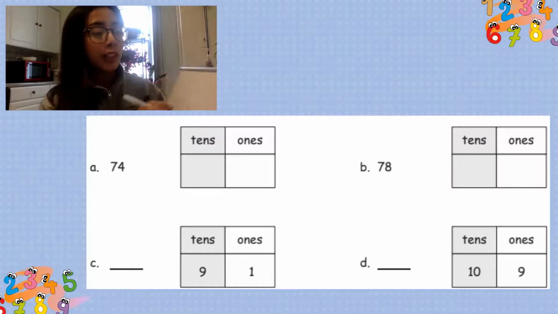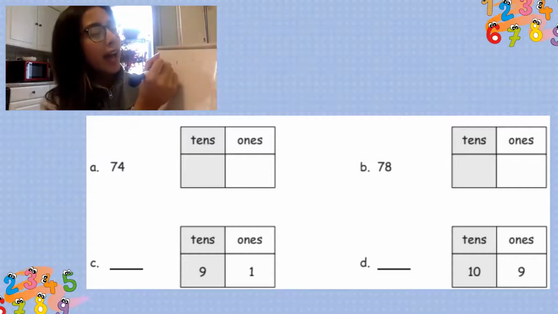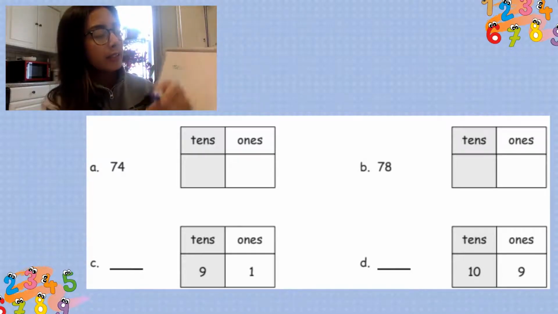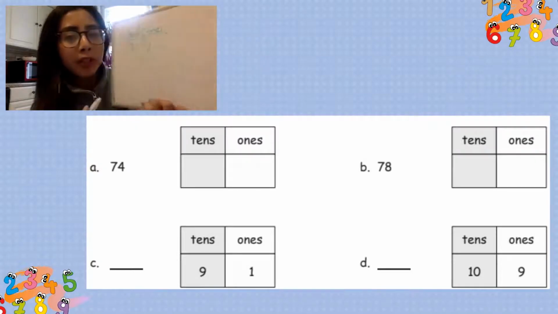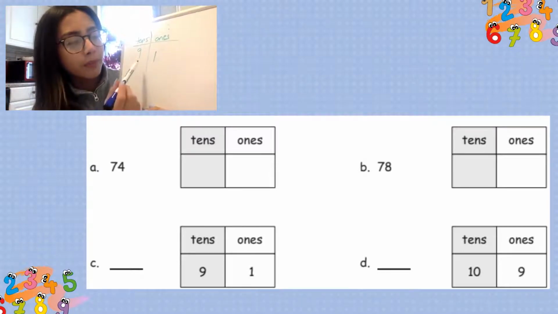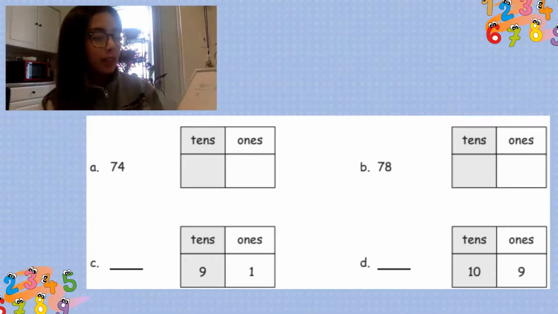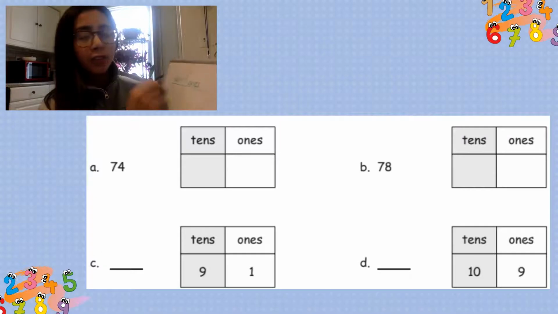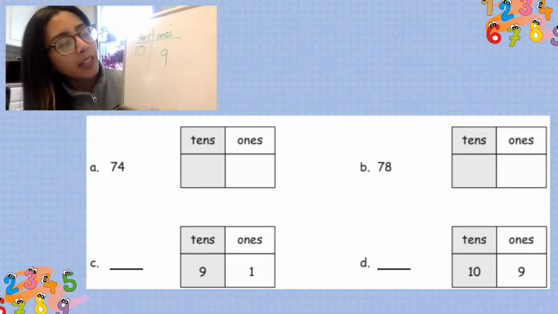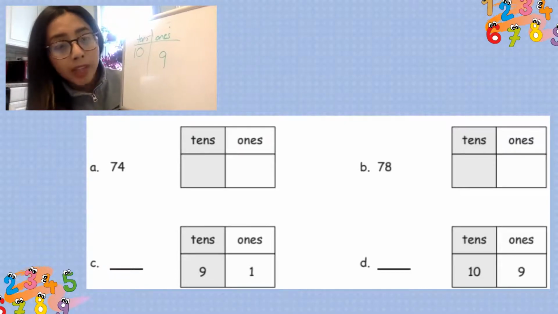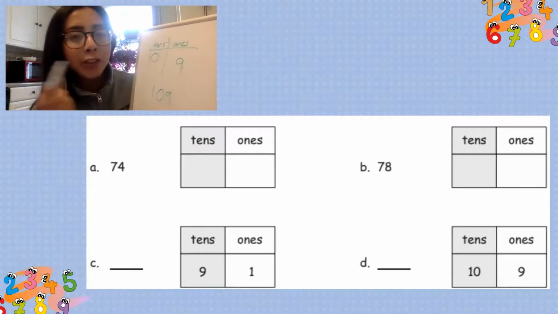And now let's do letter C. This one's a little different because this time, instead of saying the tens and ones, we're just going to write out the number. So if I have 9 tens and 1 one, what number do I have? What's my total? I have 91. And the next one, if I have, not 100, but I have 10 tens and 9 ones, what's my number that I can write down? Altogether, I have 109. I have 9 ones and I have 10 groups of 10.